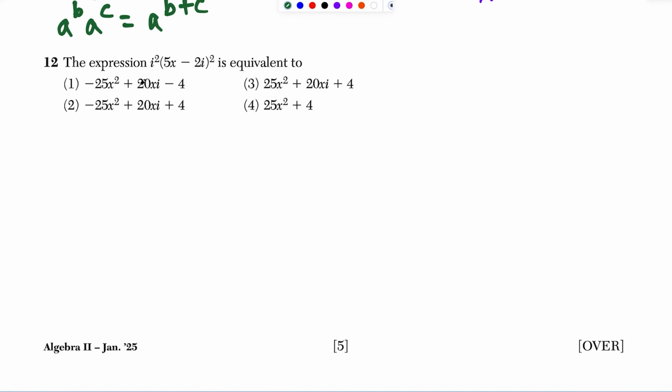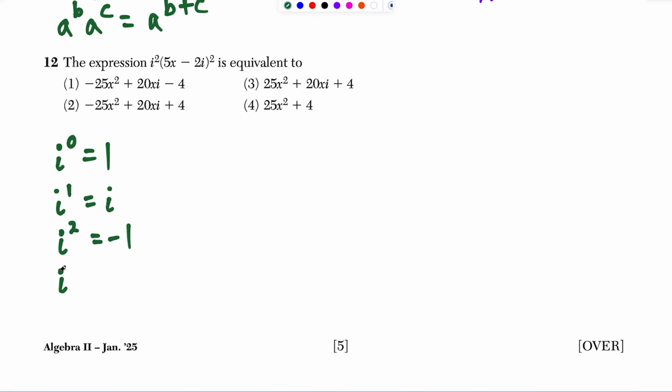Question 12, the expression i squared times (5x minus 2i) squared is equivalent to, and we have these 4 options to choose from. So for this one, it helps to know the powers of i. We have i to the 0 is 1. We have i to the first is equal to i. But then we have i squared is equal to negative 1.